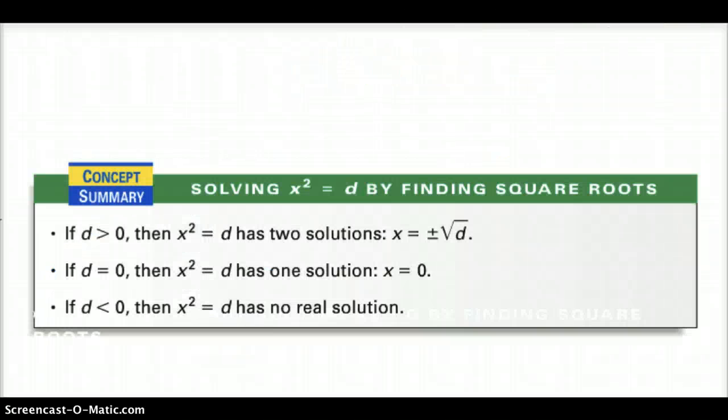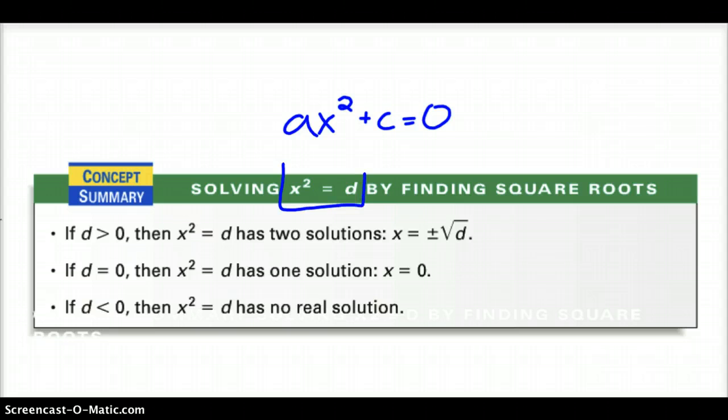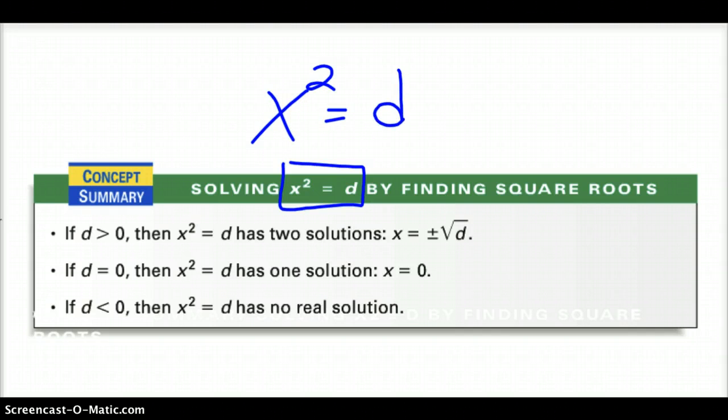Okay, so instead of calling it ax squared plus c equals 0, they've just called this x squared equals d. Okay, now they're giving us 3 specific cases here. Again, I'm going to erase this part. There's still no b term, right? So we're going to call this x squared equals d. Right, now the first case is when our d is greater than 0.